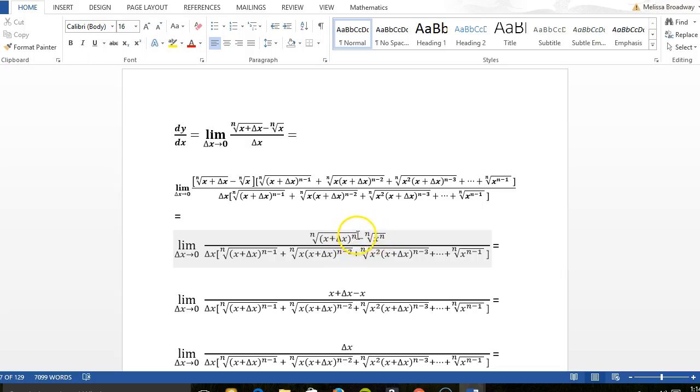But there's a difference. Notice there's n powers in there now. We're raising a to the n power. We're raising b to the n power also. So this is a to the n minus b to the n. By the rules of algebra, a minus b times parentheses a to the n minus 1 plus a to the n minus 2 b plus a to the n minus 3 b squared plus yada yada yada all the way down to b to the n minus 1 equals a to the n minus b to the n.